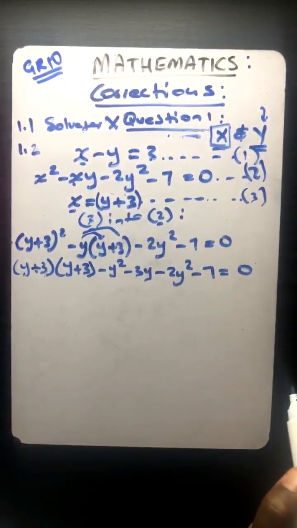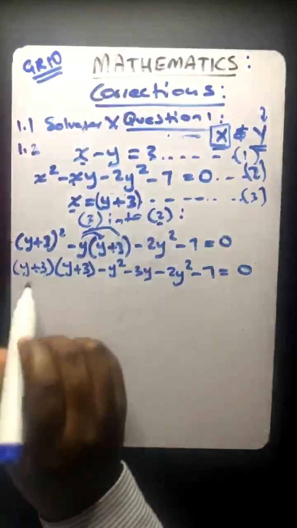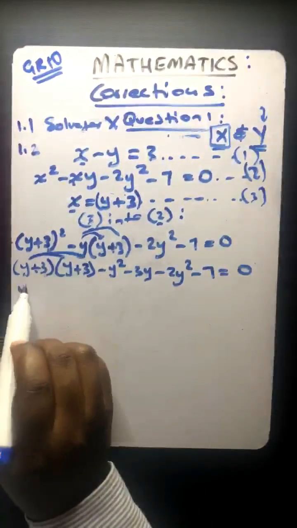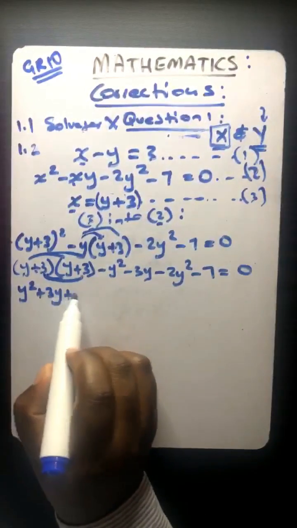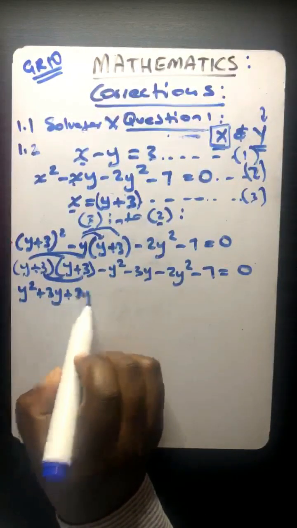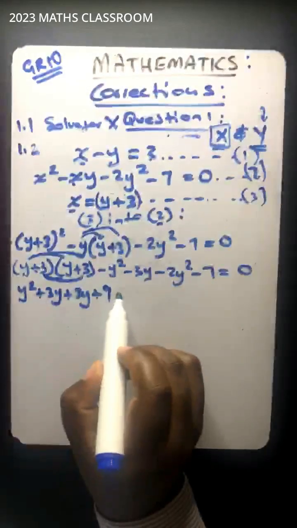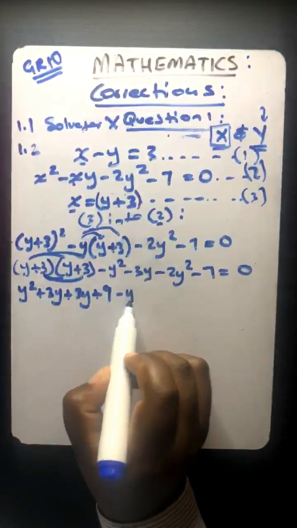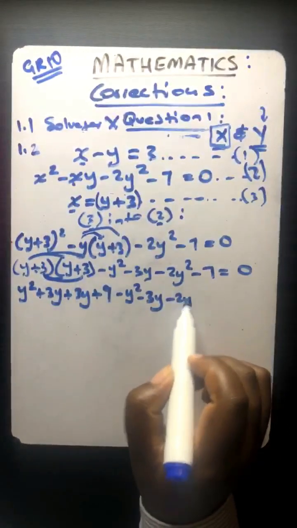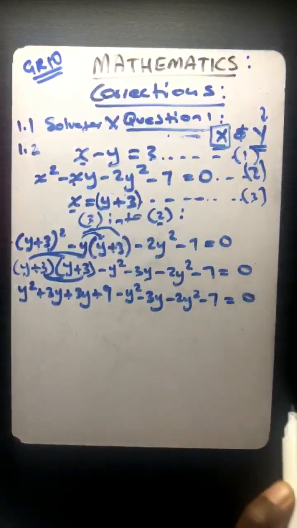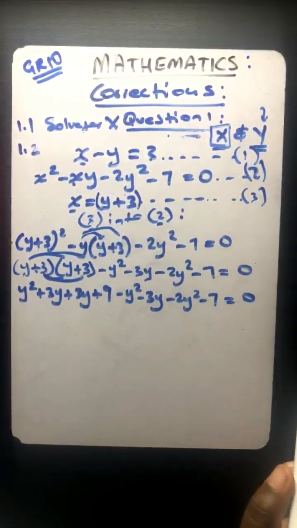Remember, I did say every time you see brackets in maths, that's where you start. So that by that, that by that. Y squared, that by that, it is plus 3y. That by that, that by that, we are having 3 by 3, which is 9. So we're having minus y squared, minus 3y, minus 2y squared, minus 7, all equals to 0. So it seems like we've got some like terms.